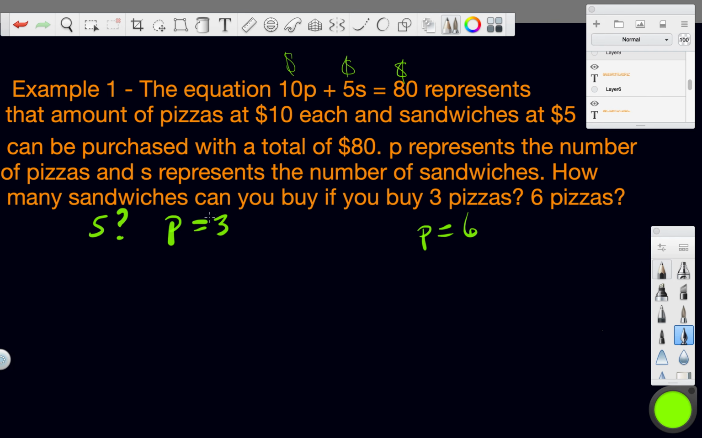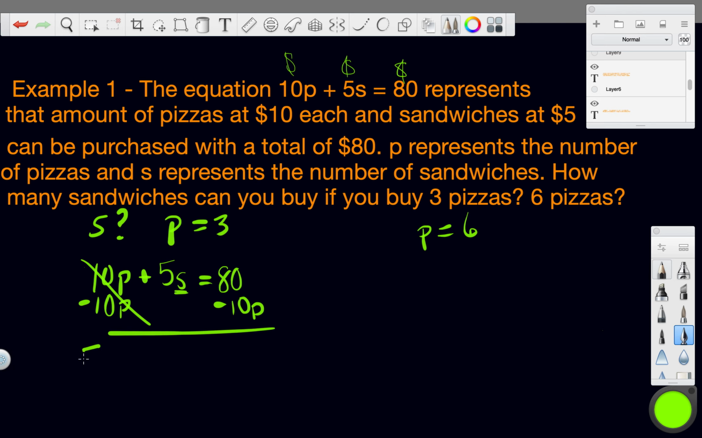Okay, so what I'm first going to do is rewrite my equation. So the first thing I want to do is solve for s. Okay, so I want to get this s alone. So the first thing I need to do is move this 10p. I need to get it out of the way and move it to the right-hand side. So since this 10p is positive, I want to subtract. I'm using inverse operations again from both sides. Okay? So when I bring this down, I get that 5s equals 80 minus 10p. I cannot combine 80 and 10p. 80 and 10p are unlike terms. So all I'm going to do is just write them next to each other.